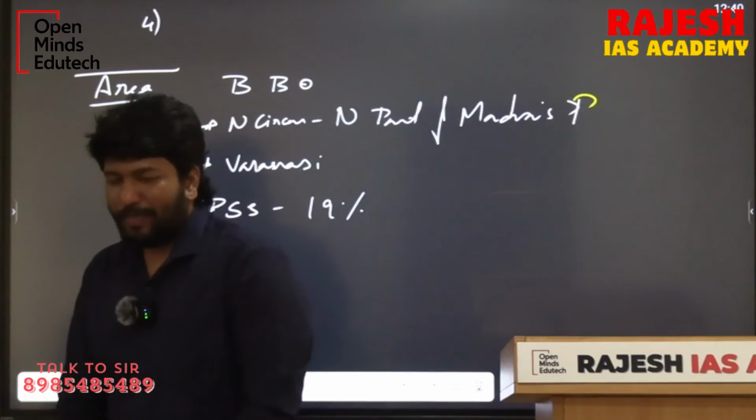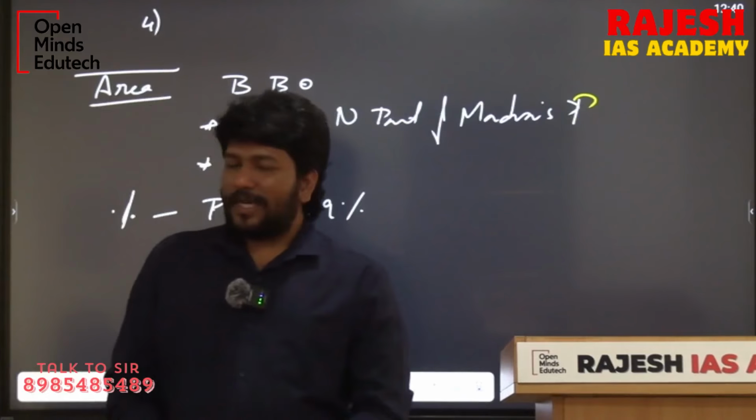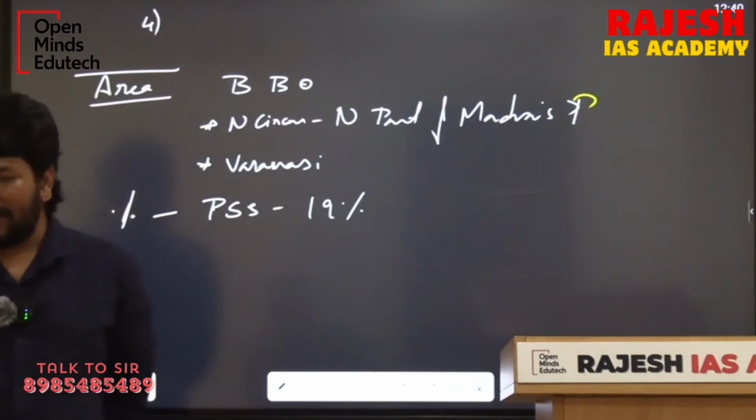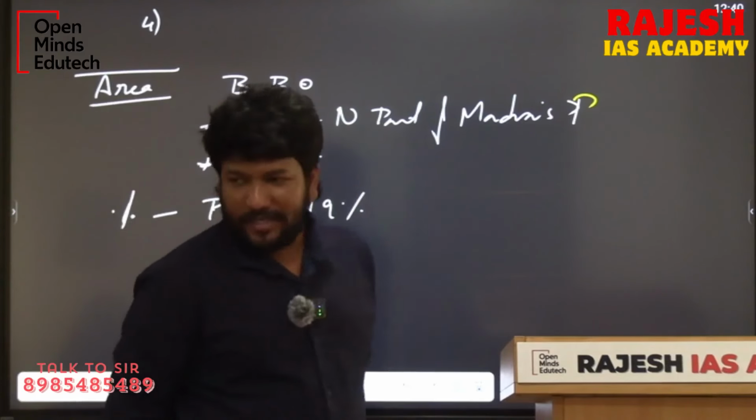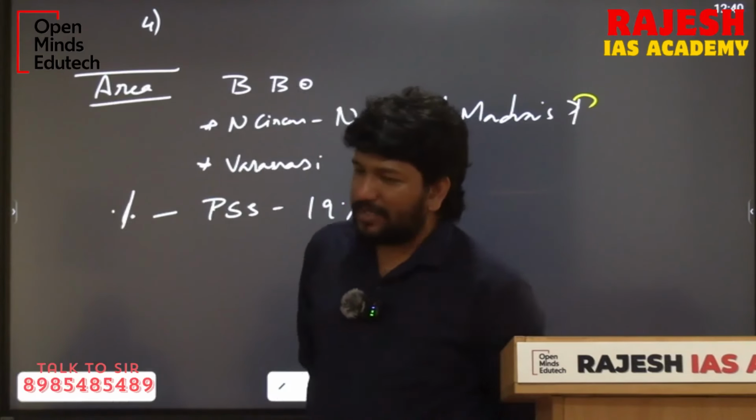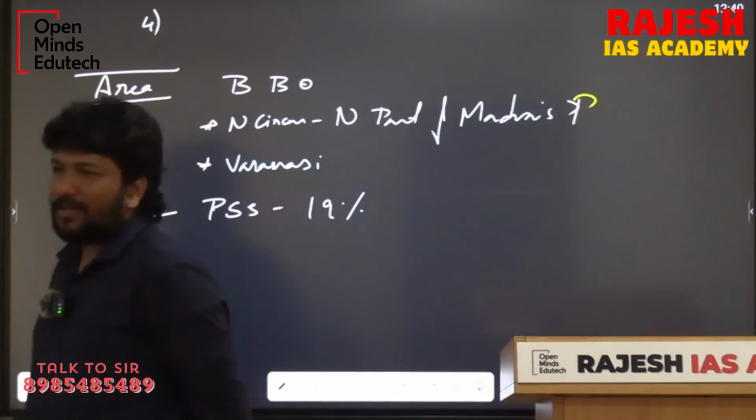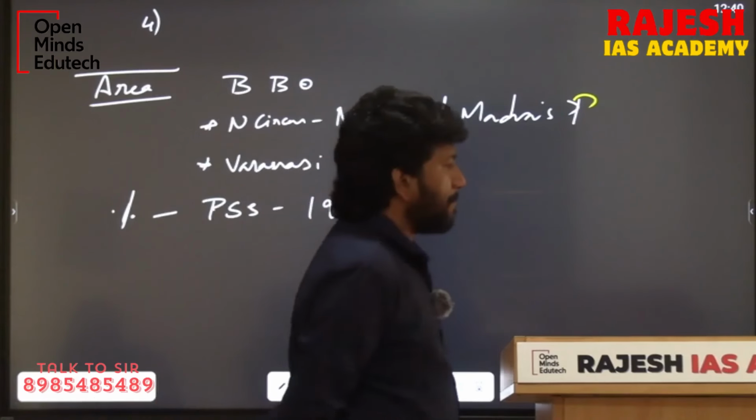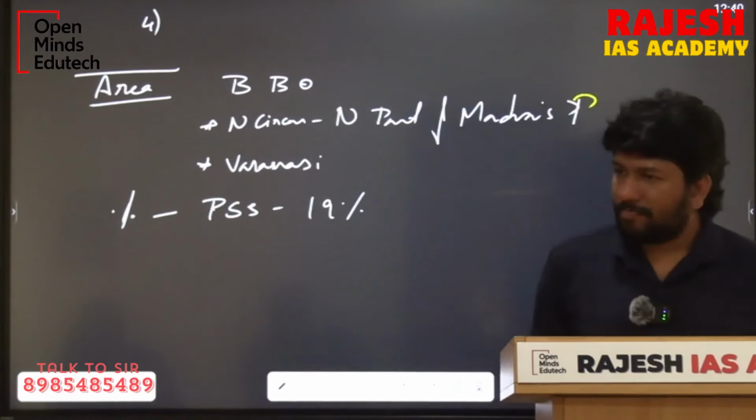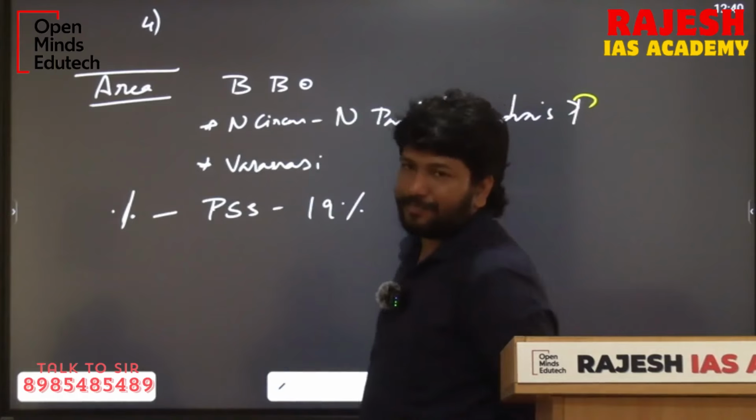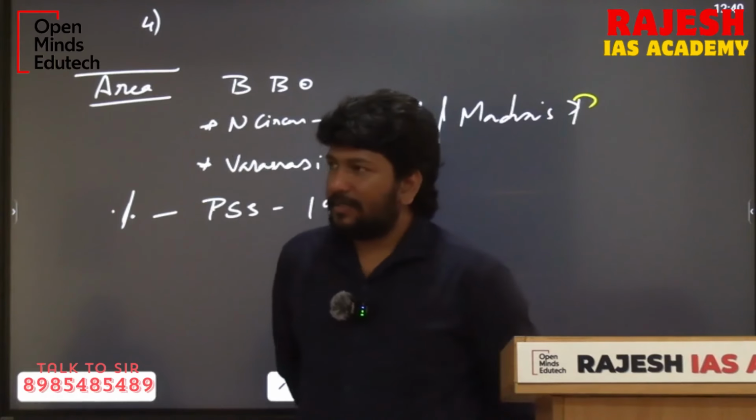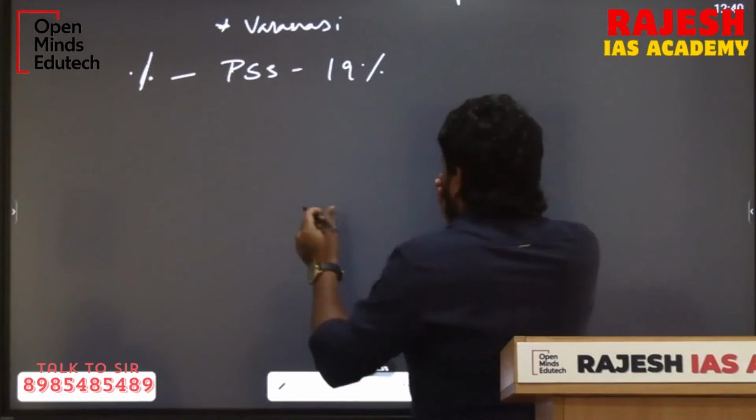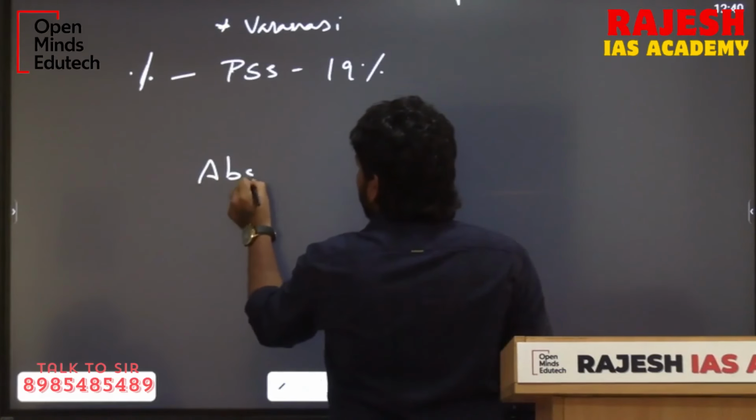Then what happened? Pressure on peasants increased. It led to peasant revolts. So the fixing of high land revenue, pressure on peasants increasing, is one of the reasons for the peasant revolts. Next one, the most important thing is the development of absentee landlordism.